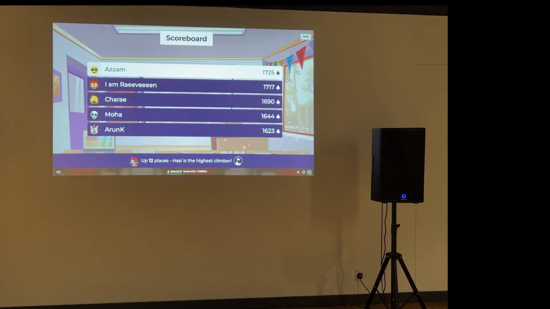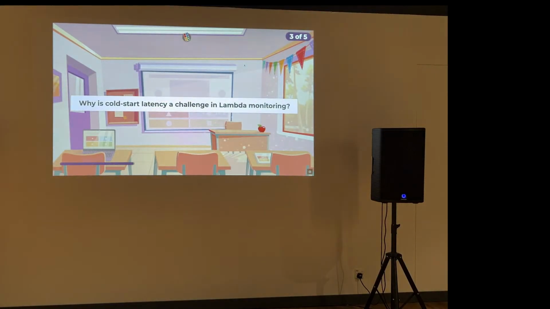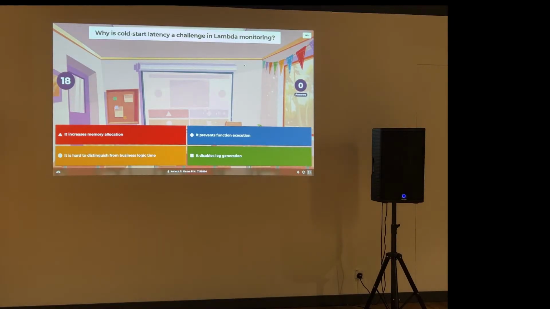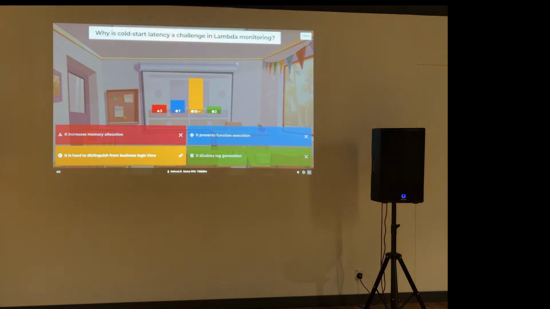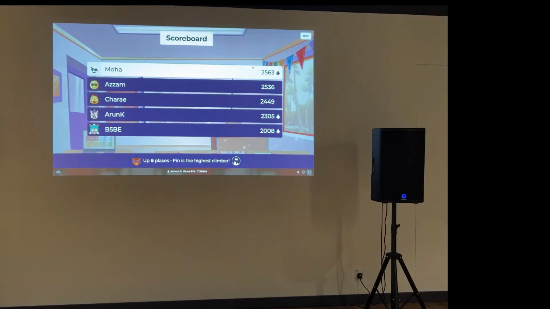Third question. Why is cold start latency a challenge in Lambda monitoring? It requires memory allocation? It is hard to distinguish from business logic time? It disables log generation? Or it prevents function execution? The answer is it is hard to distinguish from business logic time. So let's see. Moha is number 1.